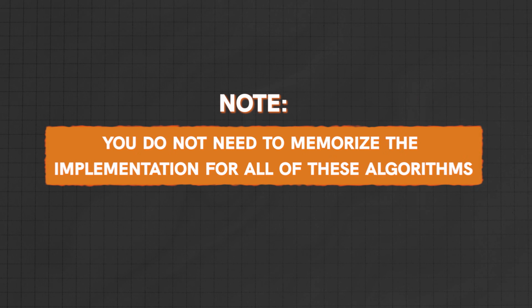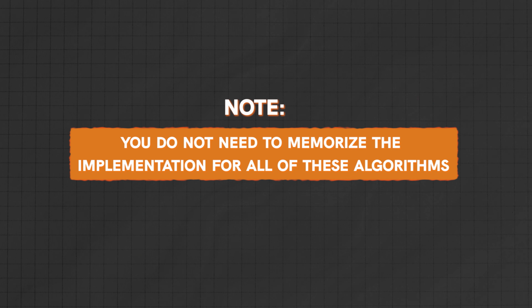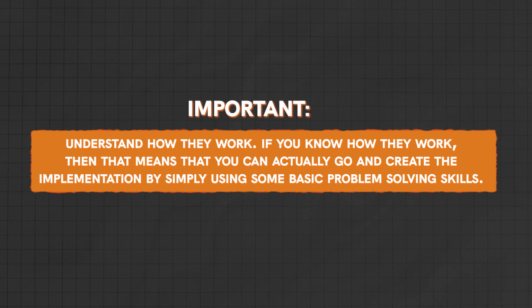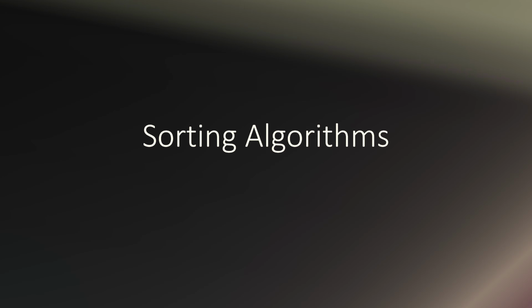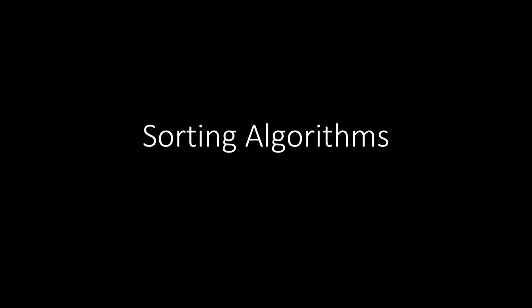Now, it's worth noting that you do not need to memorize the implementation for all of these algorithms. The important part here is to understand how they work. If you know how they work, then that means that you can actually go and create the implementation by simply using some basic problem-solving skills. Generally speaking, that's what you should have in your mind while you're learning all of these different algorithms. Don't try to memorize every single line of code that you would use. Just try to understand how the algorithm actually functions.